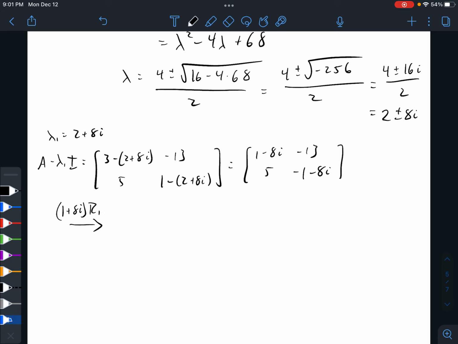So let's take row 1 and multiply it by 1 + 8i. Let's see what happens. 1 - 8i times 1 + 8i is going to be 1 squared minus 64i squared. And then -13 times (1 + 8i), and then 5, negative, I'm going to just factor out a negative here.